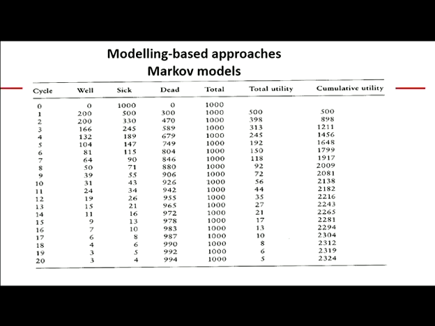So you will have to say, well, I have 200 that remain well, so multiply this times the utility weight that is attached to that state. Plus 500 are in the sick state and they have that much of a utility weight. And that's how you get the total one. The cumulative, this 898, is this one plus this one. The cumulative is anything that comes before, so this number is this one plus this one plus this one plus this one. So it's the accumulation.